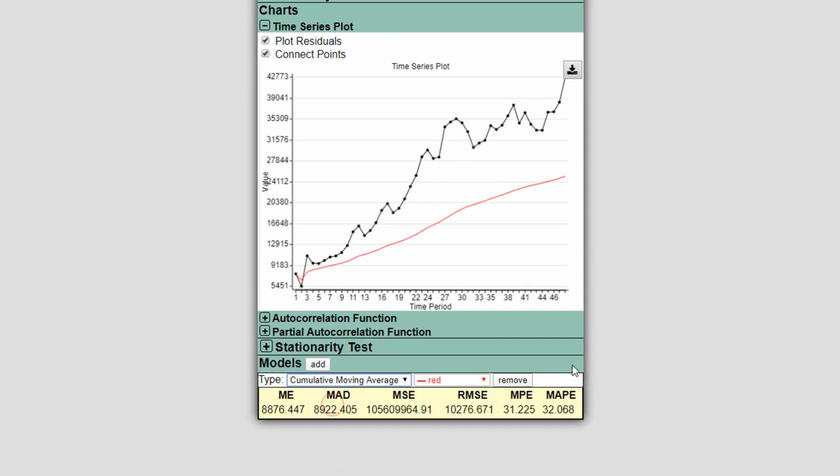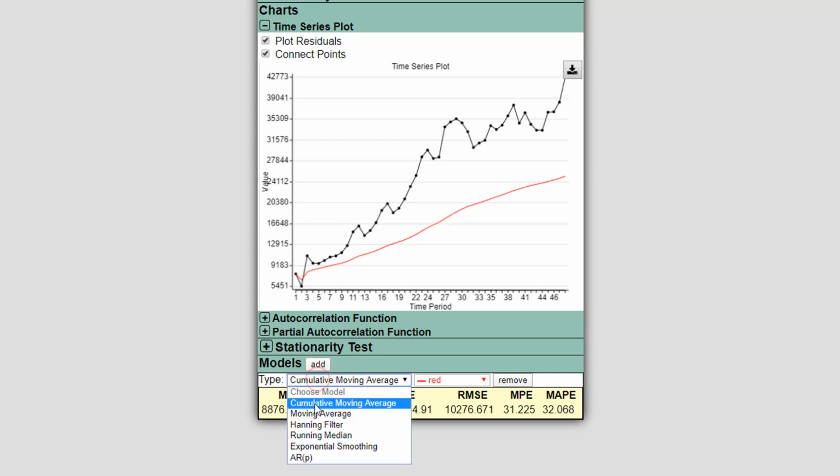This doesn't look that great because what a cumulative moving average does is average out your data as time goes on. At time period 1 it's the average of the first time period. For time period 2 it's the average of the first and second time period. For time period 3 it's the average of the first 3 numbers, and so forth. By the time you get to the end, it's just the average of all of your data. If you have a trend, a cumulative moving average is usually not going to be a very good model.